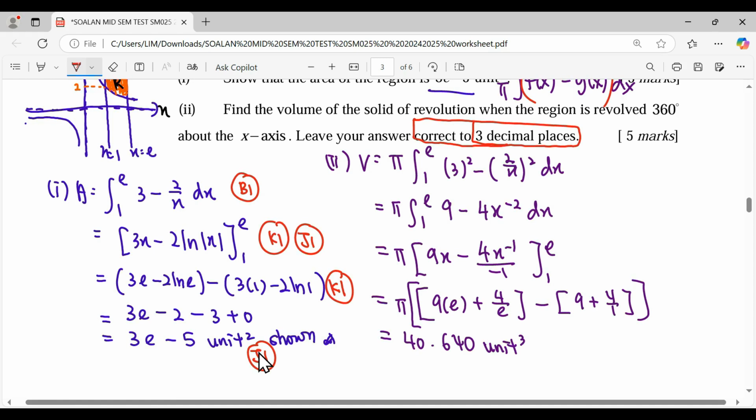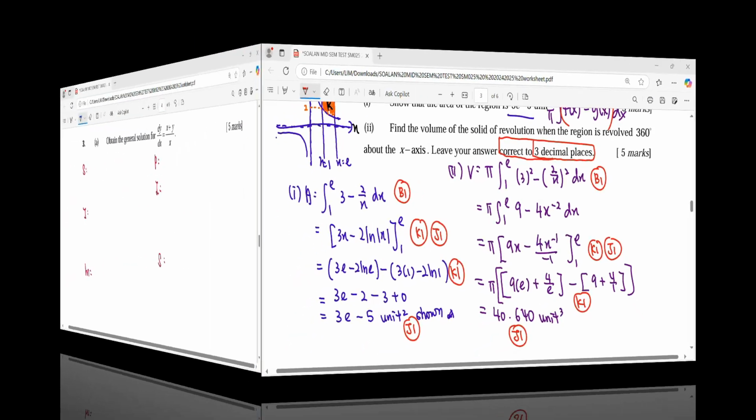Then when you're doing volume it is also the same. The first one is the basis for forming your volume formula using your function. Then only we start to see how you perform your integration correctly and substitute your upper limit minus lower limit, and the final answer follows the restriction given in the question, which is 3 decimal places only. Alright, so this will be our second question. We move on to the third question.